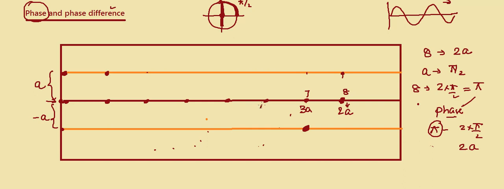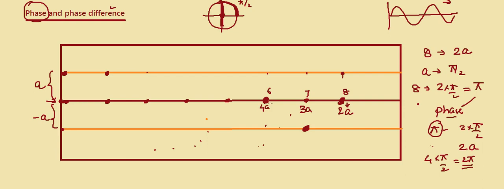The 6th particle would have covered 4 amplitudes. Start from here 1, 2, 3, and 4, so it's back over here. So I have the locations of these 3 particles. And what is the phase of this particle? It has completed 4 amplitudes, that means 4 into pi by 2, which will be 2 pi. The phase of particle 6 is 2 pi.